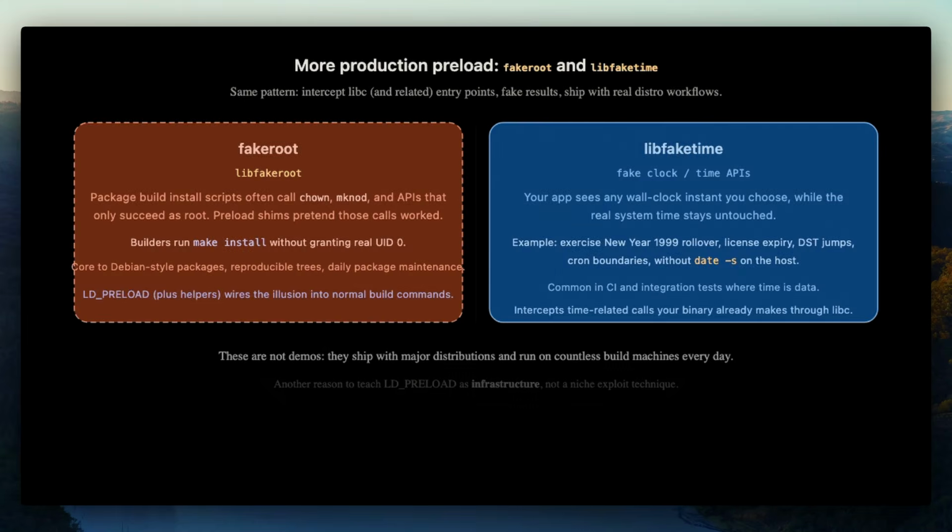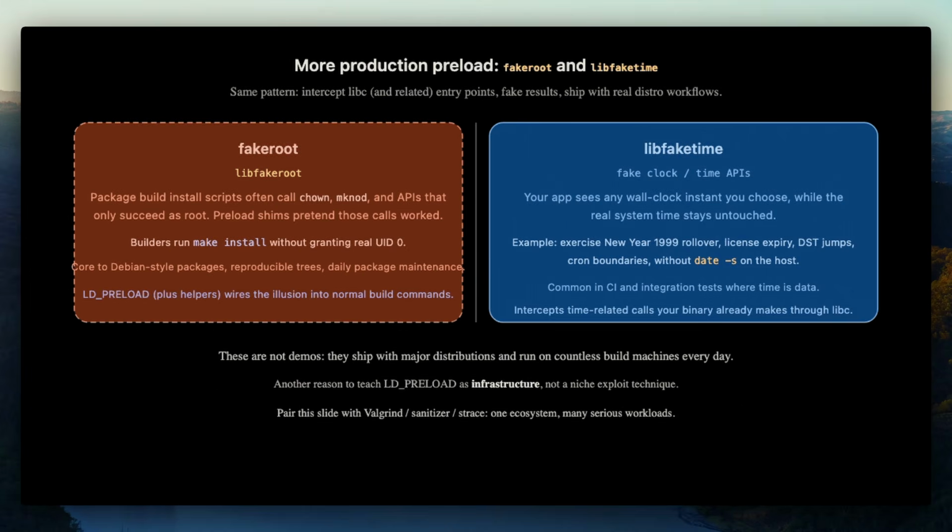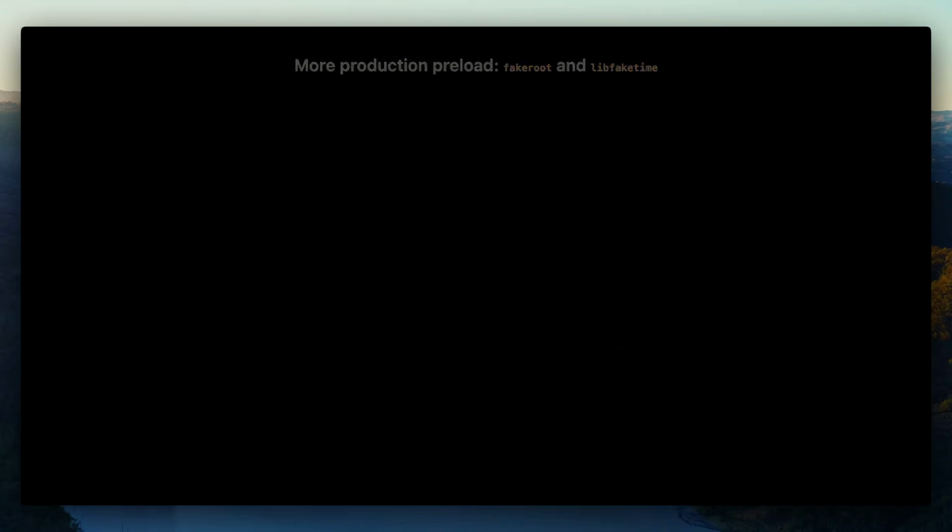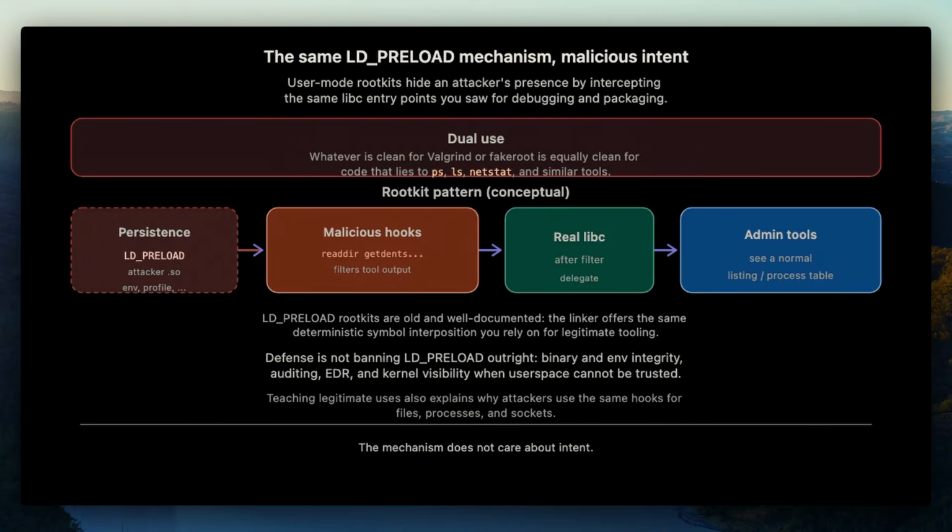Fakeroot uses it to let package builders run install scripts that think they have root permissions without actually having them. libfaketime lets you test how your application behaves on New Year's Eve 1999 without changing your system clock. These are production tools used by major Linux distributions every day. Everything we just described works identically when the intent is malicious.